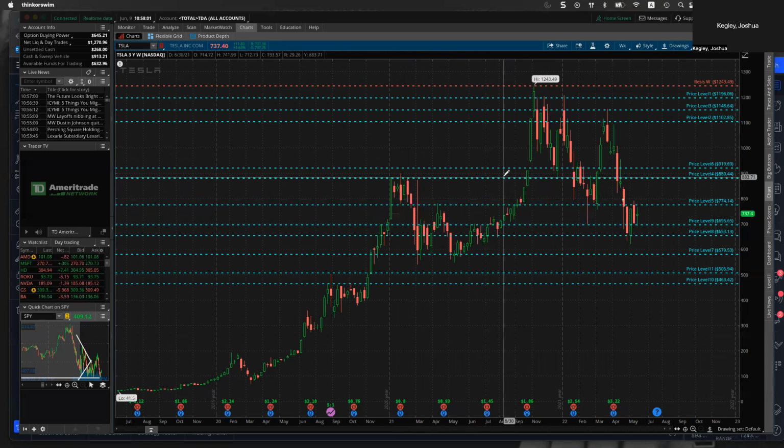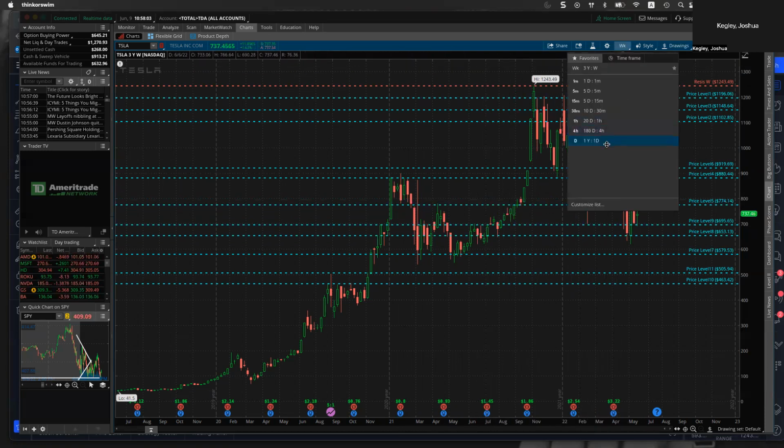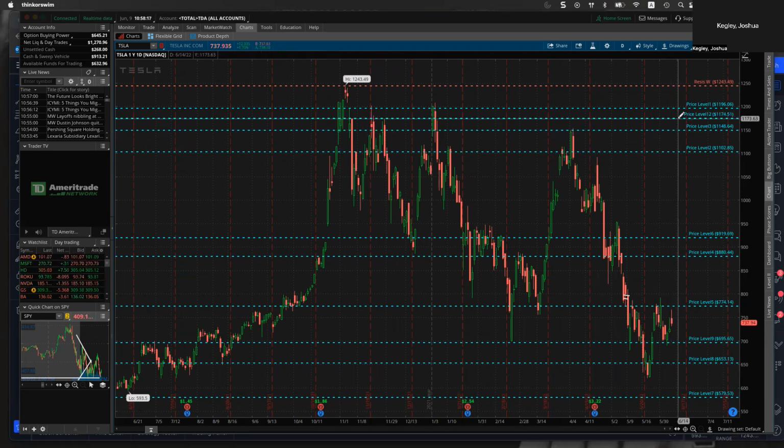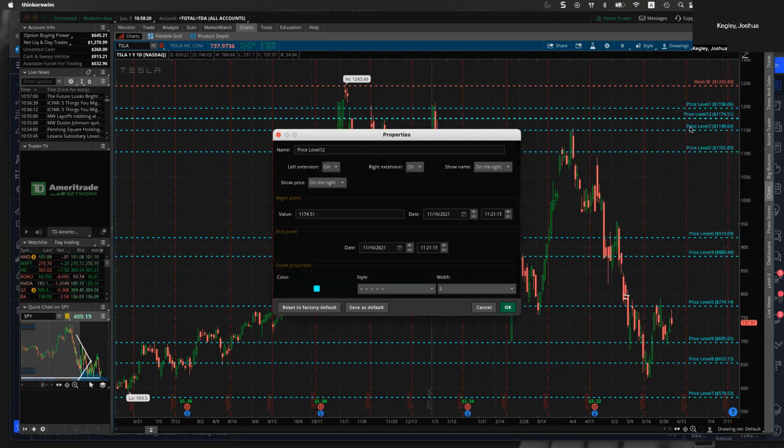Once I do this on the weekly, I'm going to change my default to the daily. So from weekly to daily, as you can see, the lines are still there. A lot of them are still valid. Sometimes you're going to have new lines pop out like this one right here. So I'm going to put this one right here, and I want to label this one daily, just so you can see the differences when I'm on the other ones.